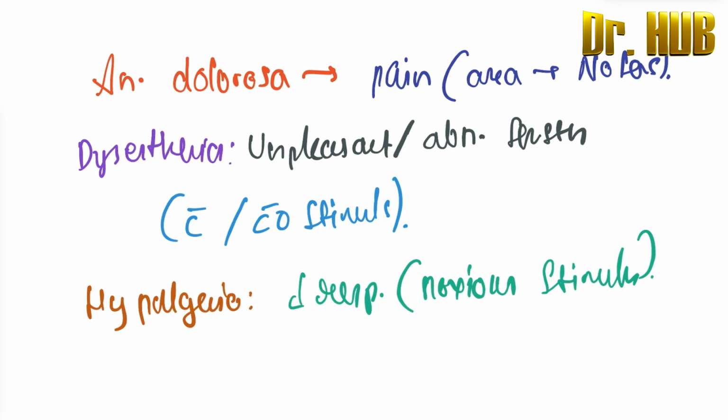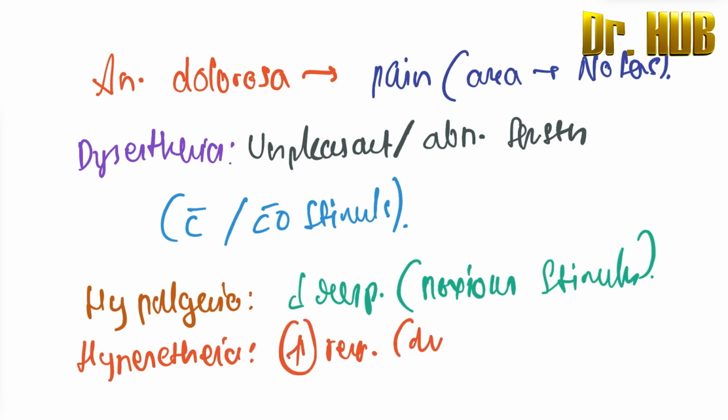Next is hyperesthesia. Hyperesthesia is an increased response to mild stimulation. Hyperalgesia is an increased response to a noxious stimulus. Hyperesthesia is an increased response to mild stimulation.